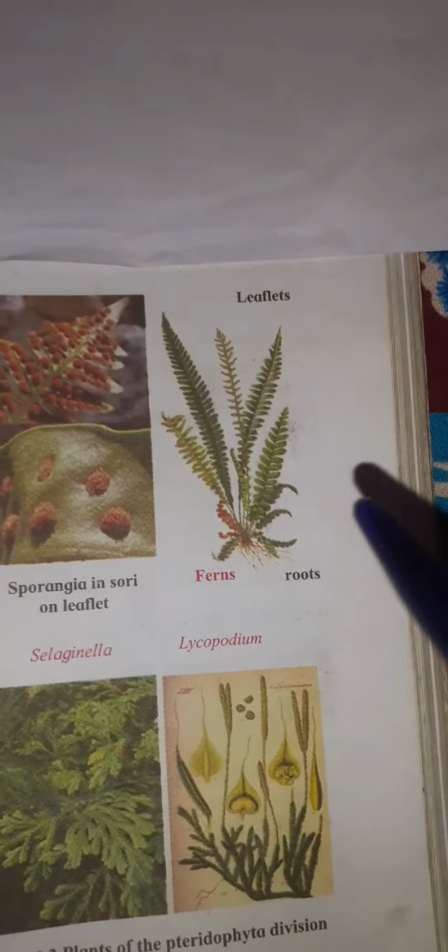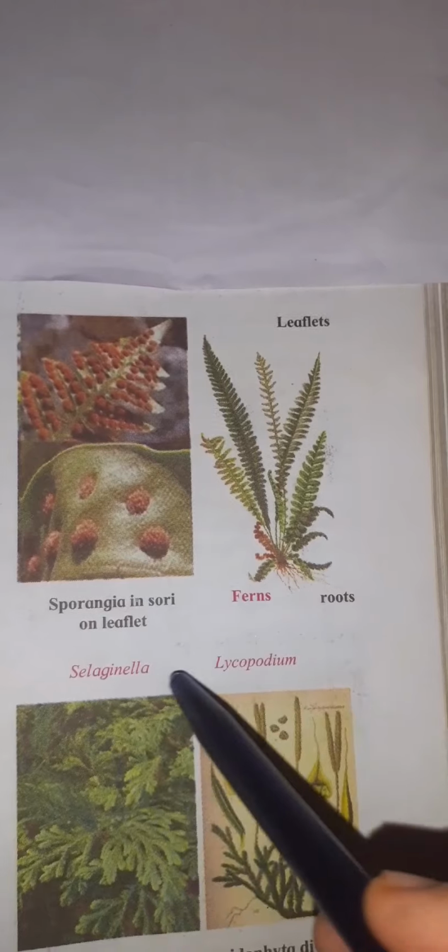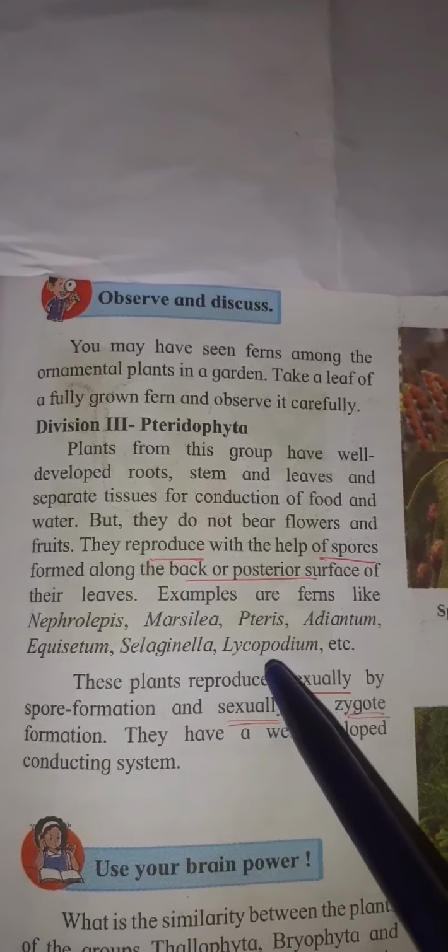Examples of Pteridophyta division are fern, Selaginella, Lycopodium. There are few more like Adiantum, Pteris, Marsilia, Nephrolepis. These are all examples of Pteridophyta plants. These are ferns. They come under the group ferns.